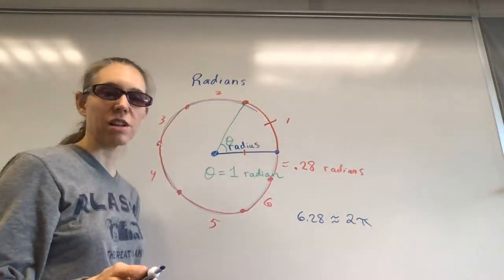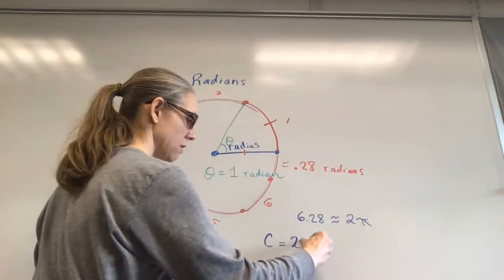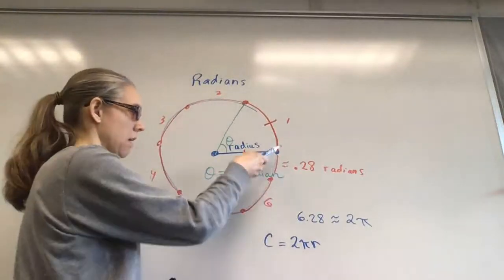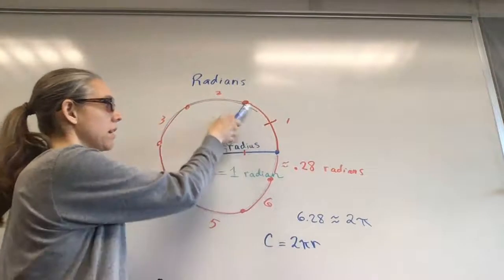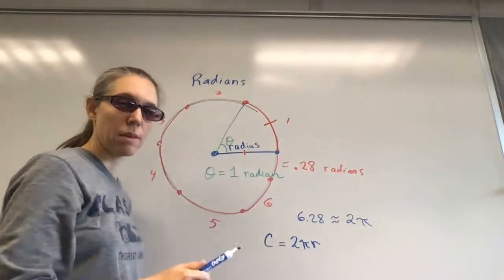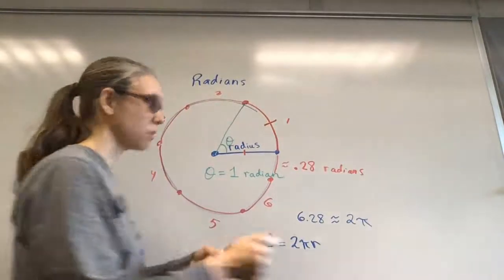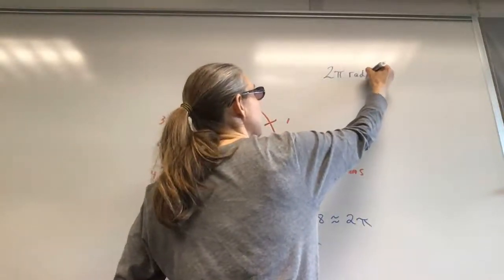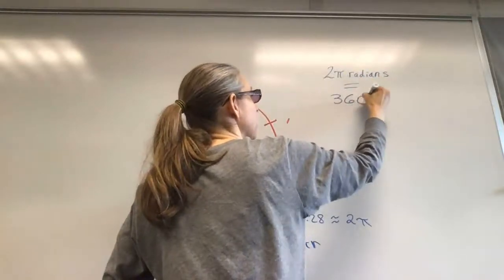Think about the formula for a circumference. The circumference of a circle is 2 pi r. That means that the circumference takes 2 pi radius lengths to go all around. What that means is that there are 2 pi radians in a circle. Here's your big conversion, that 2 pi radians is the same thing as 360 degrees.